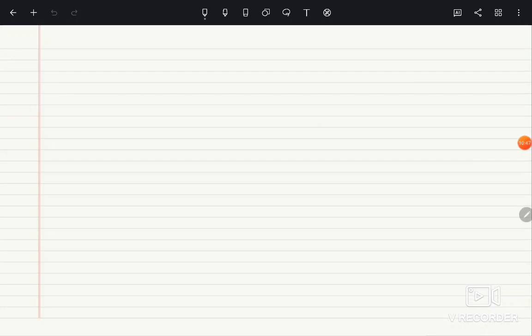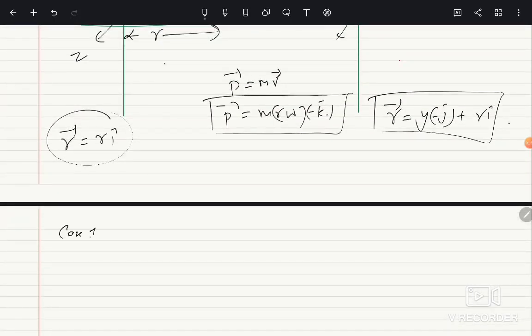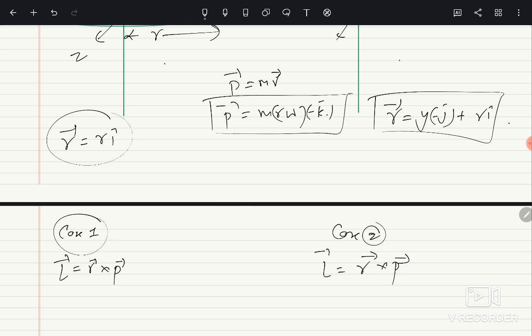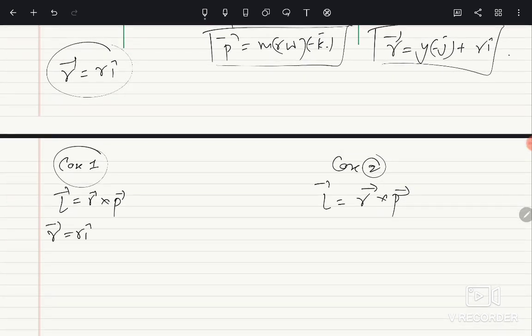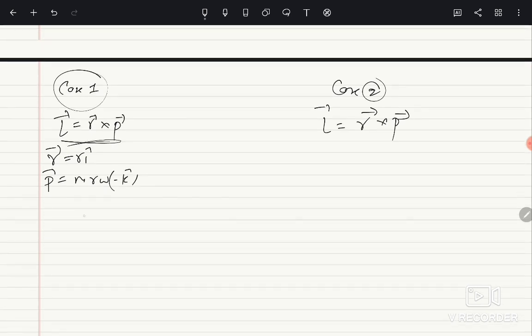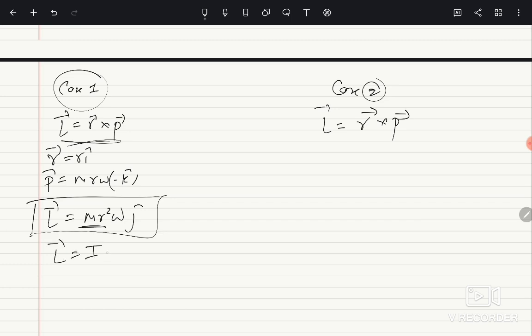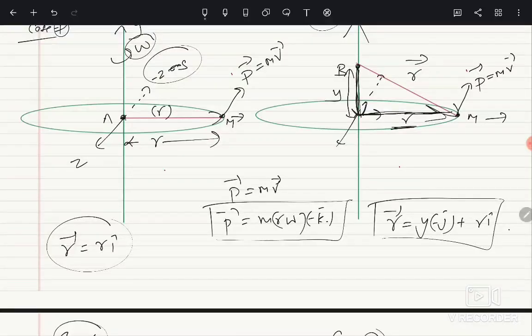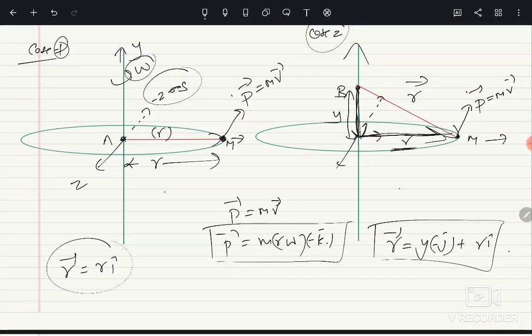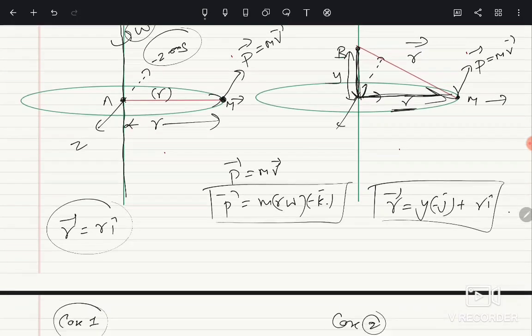Next we will calculate the angular momentum in both cases, case 1 and case 2. L equals r cross p in the first case, and L equals r cross p in the second case. r is equal to r i cap in the first case, and p is equal to m r omega (-k cap). If we take the cross product of r and p, we will get m r square omega i cross k, which gives us minus j, and minus times minus gives plus. So this is L, the angular momentum in the first case. m r square can be written as I, because the moment of inertia of this mass m about this axis comes out as m r square.